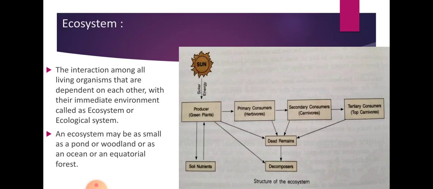Now you also have to understand that an ecosystem may be as small as a pond or woodland, or as large as an ocean or equatorial forest. That means the area which comes under the ecosystem is not fixed. It can be large, or it can be small. Both types of ecosystem can be found.